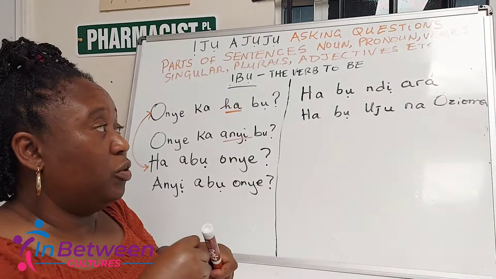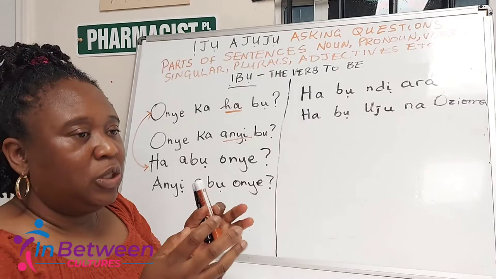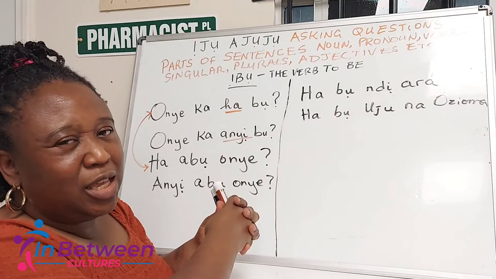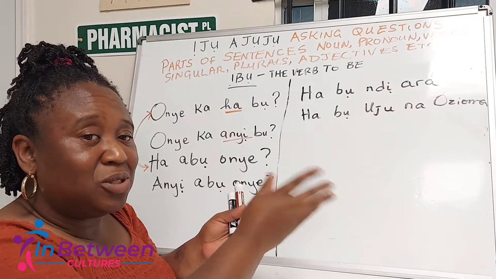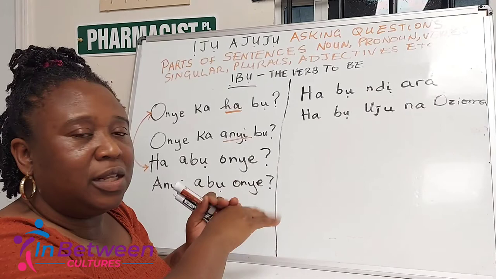There are some plurals that you use ụmụ. There are some plurals that you use ndị. So if you want to say teacher, singular in Igbo, you say onye nkuzi. But the plural for teachers in Igbo is ndị nkuzi, not ụmụ nkuzi. Ụmụ is usually for little kids. Anything concerning little children, okay? Or animals.